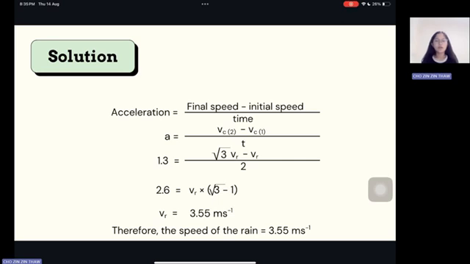We already know the acceleration of the car, and to find the velocity of the ring, we can use the formula acceleration equals final speed minus initial speed divided by time, where final speed is the velocity of the car at 2 seconds and initial speed is the velocity of the car at t equals 0. By substituting all these values into the formula, we get the speed of the ring, which is equal to 3.55 meters per second.